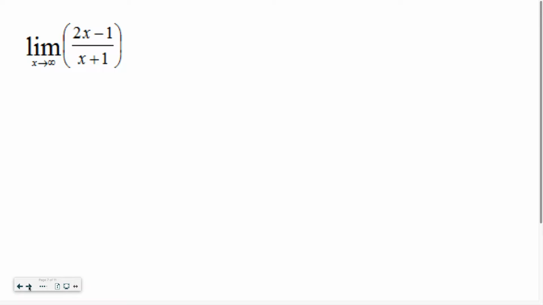Okay. Does anybody have an idea of what this would be? Just a guess before we do it. Okay. So if I look at the limit as x approaches infinity of the numerator, that's a line. We'd go towards infinity. If we look at the limit as x approaches infinity of the denominator, that also goes to infinity. This is what we call an indeterminate form. You can't take infinity divided by infinity. That's not okay. All right?